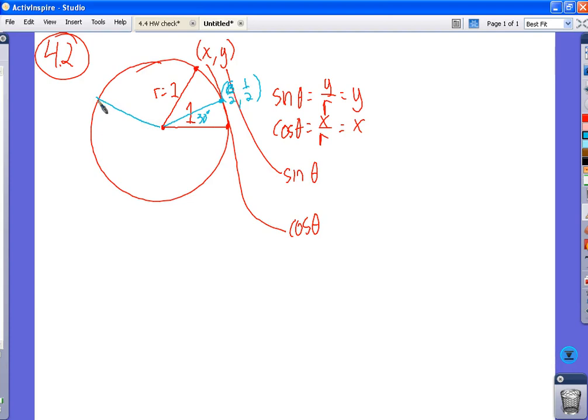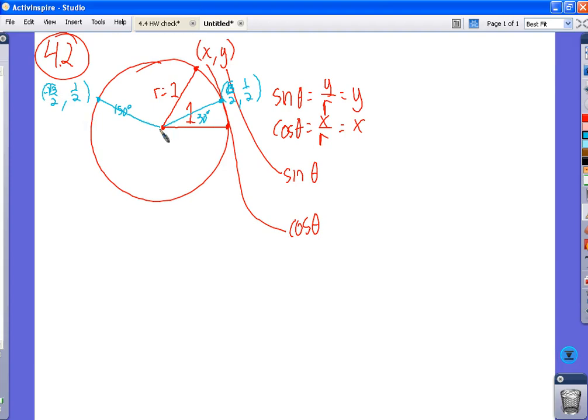If we come over here to 150 degrees, that's just 30 degrees above the horizontal, just like this is. So it would have the same sine and cosine, except which one would be negative? The cosine would be negative. Negative root 3 over 2, and 1/2.